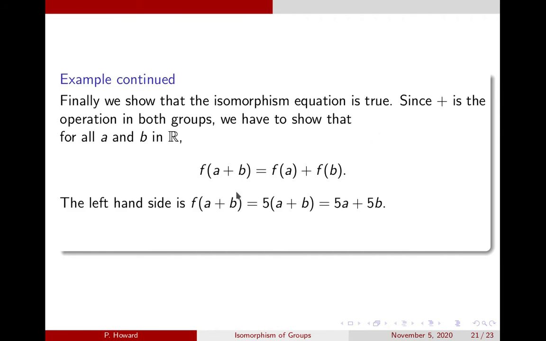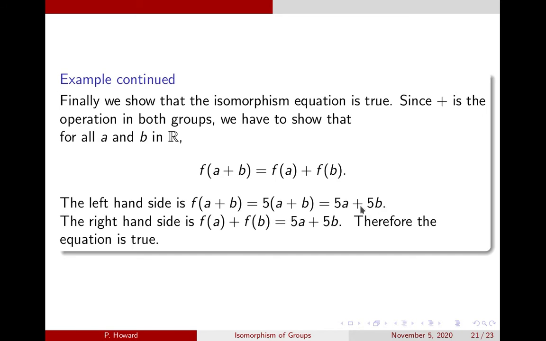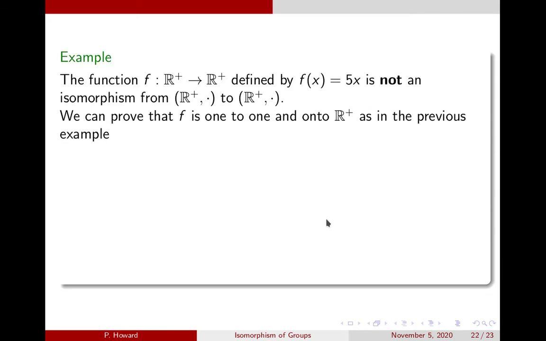So the left-hand side is f of a plus b. According to the definition of f, that's 5 times the quantity a plus b, which is 5a plus 5b if you distribute the 5. And the right-hand side, f of a plus f of b, using the definition of f twice, is 5a plus 5b. And both sides have simplified to the same expression. The equation is true, and we are done.